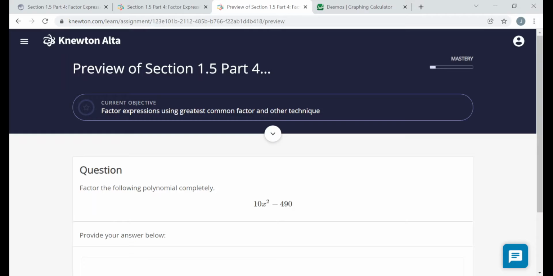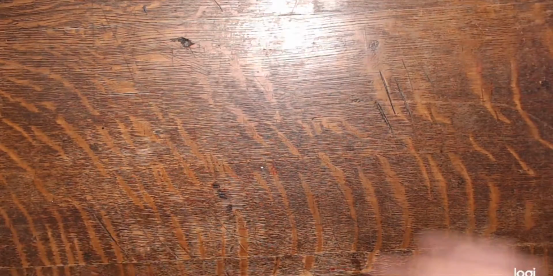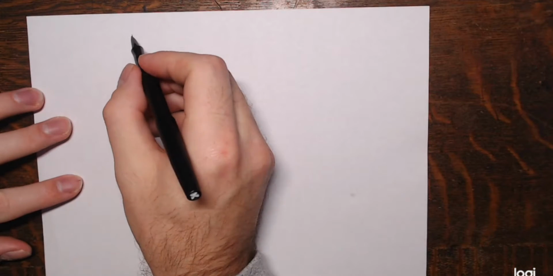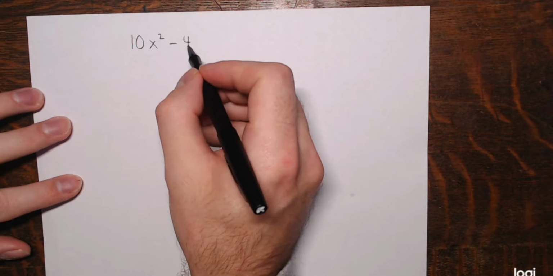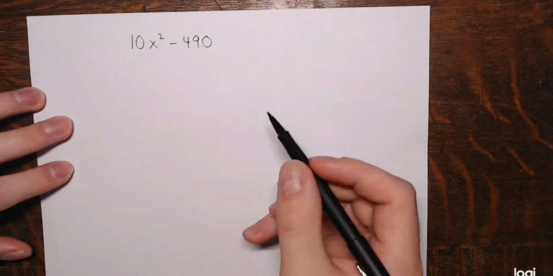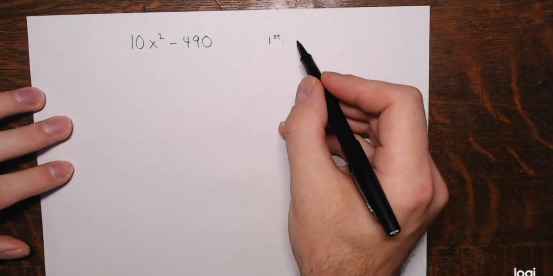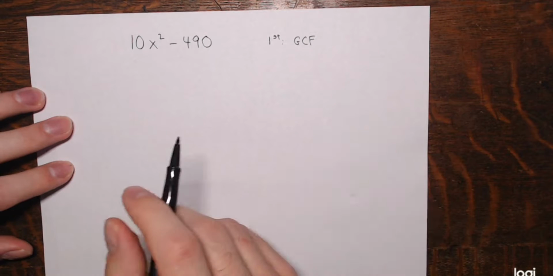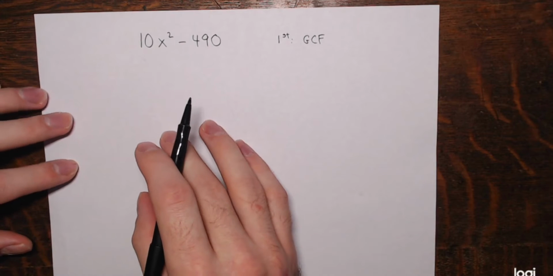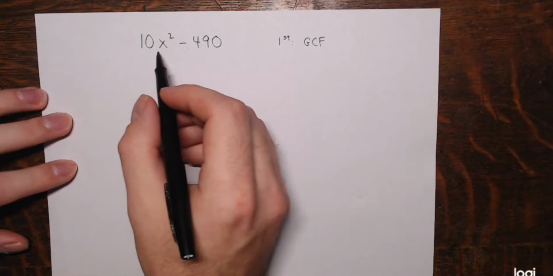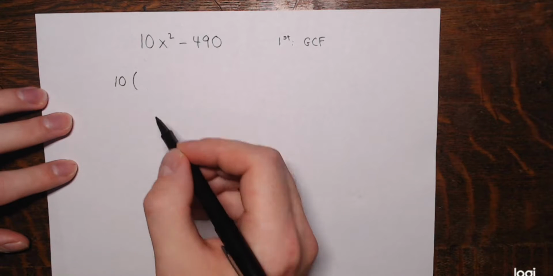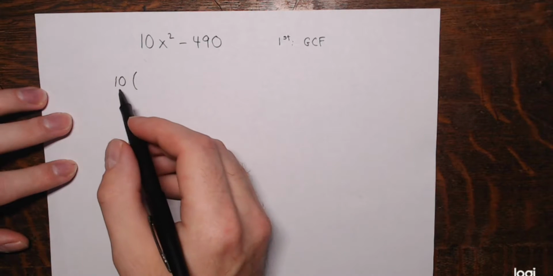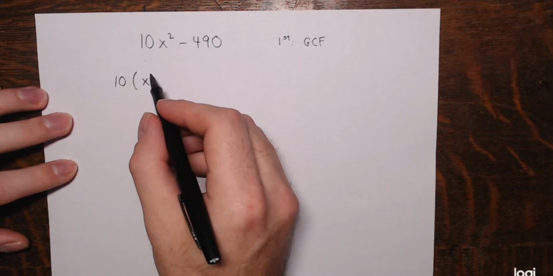So I'll write this out on paper. So we have 10x squared minus 490. The first step is always factor out the greatest common factor. That is always the first step in factoring. So the greatest common factor here of these two terms is 10. I hope you see that. They both have 10 as a common factor. If I factor out a 10, then what's left over is x squared minus 49.